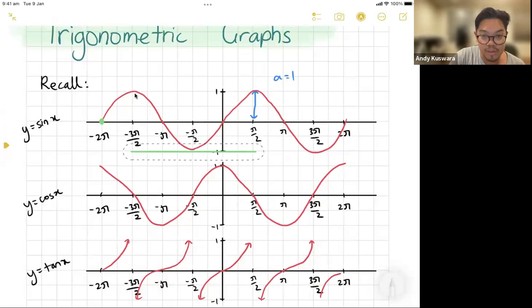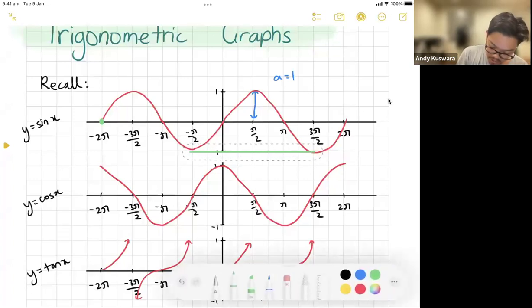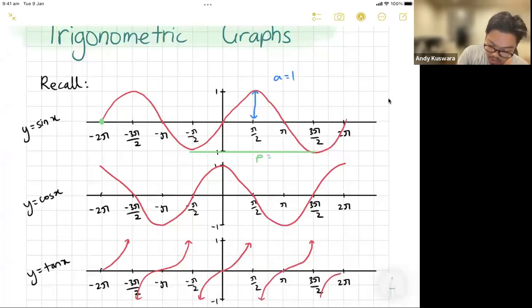See, we go from peak to peak, or we could even go from bottom to bottom, but that completes one full cycle of the wave before it repeats itself. Okay, that's what is meant by period. So that's your period, and in this particular case, your period is 2 pi.